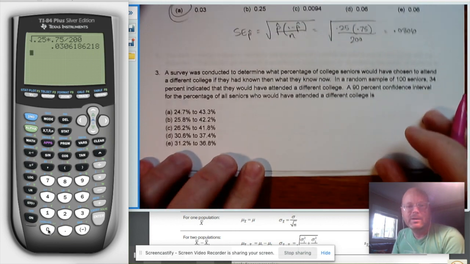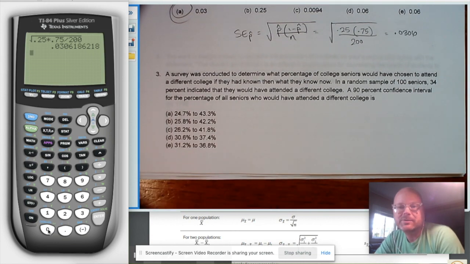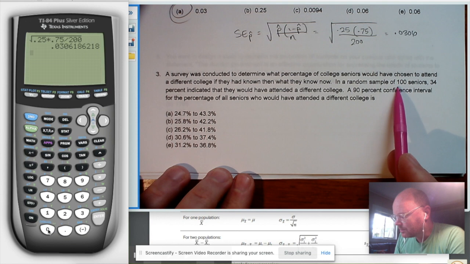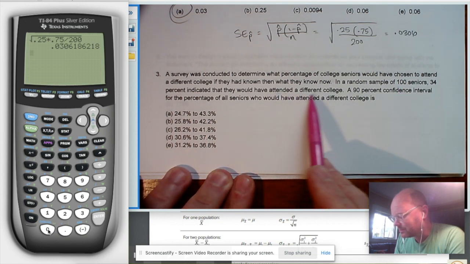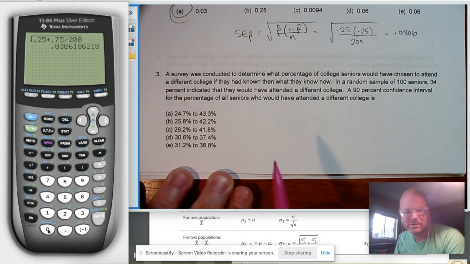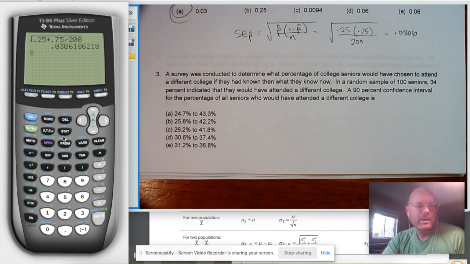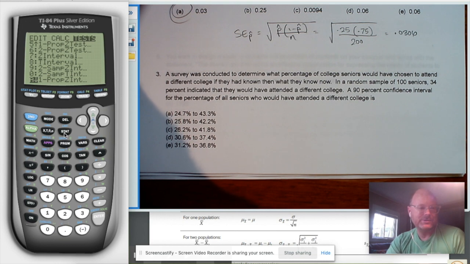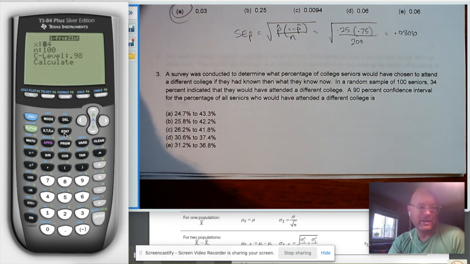All right. A survey was conducted to determine what percentage of college seniors would have chosen to attend a different college if they had known what they know now. In a random sample of 100 seniors, 34% said they would have attended a different college. A 90% confidence interval for the percentage. Oh, okay, so this one, I should just be able to throw straight into my calculator. It's a 1 proportion z interval. So stats, tests, go on down until you get to 1 prop z interval. It's A on my calculator.